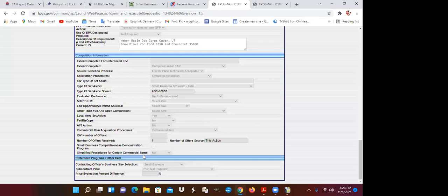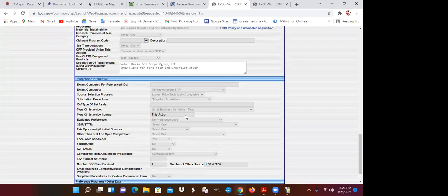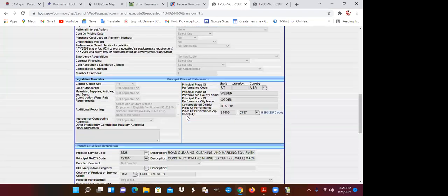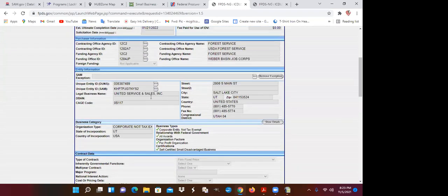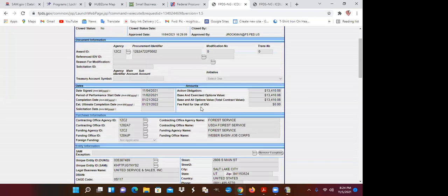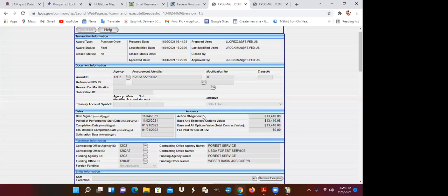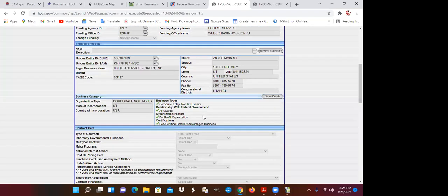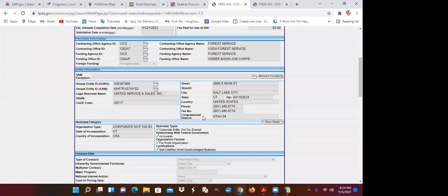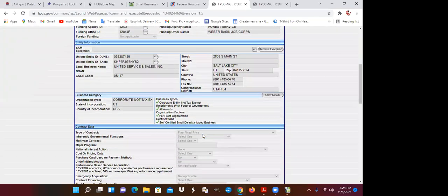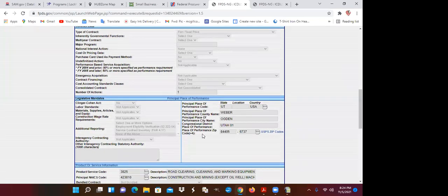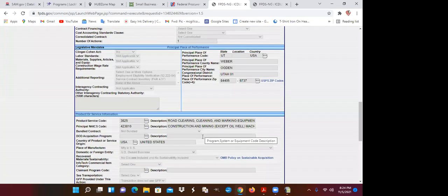See now, and then that was 4 offers received. Evidently, this company right here gave him the best offer. That's United Services out of Salt Lake City, Utah. So at this particular one right here, he provided under what they call a PSC. He provided them something on the product service code, meaning that he provided them with a product or service.